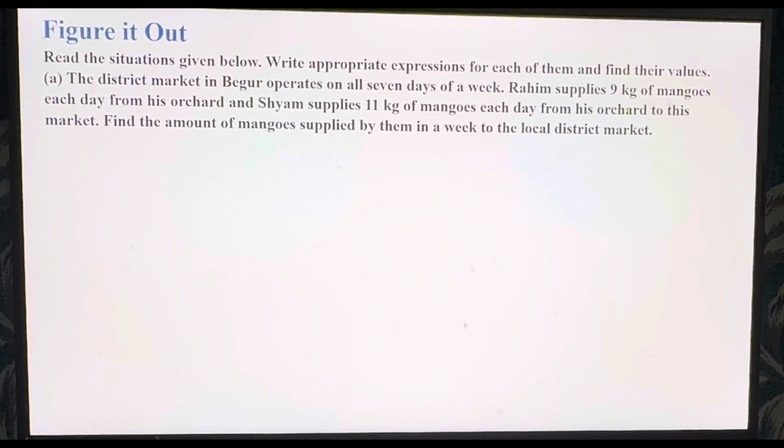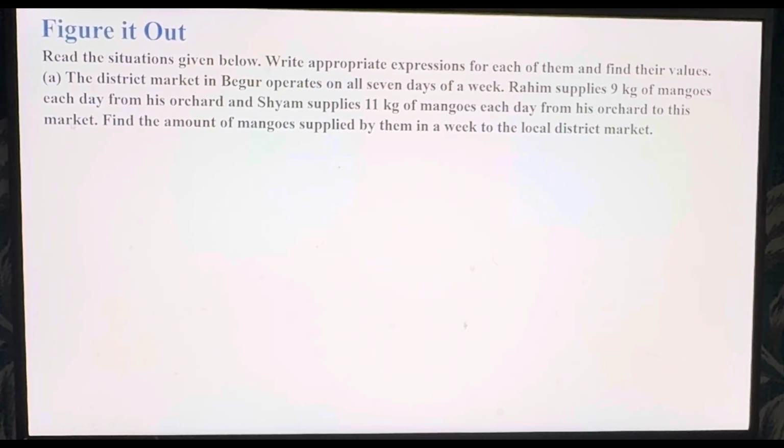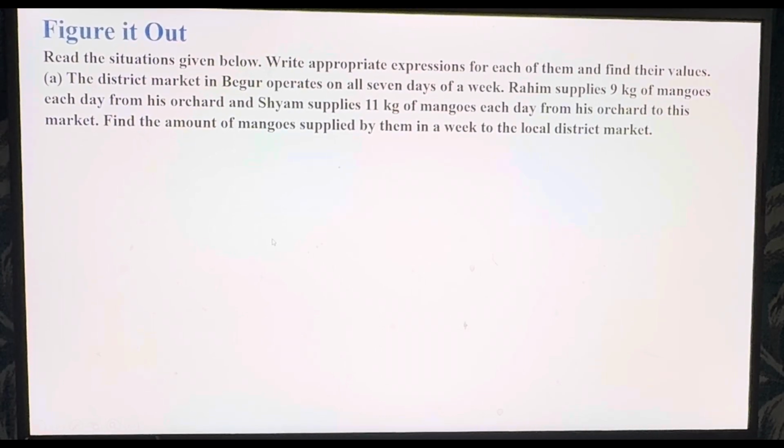So first question is, the district market in Beur operates on all 7 days of a week. Rahim supplies 9 kg of mangoes each day from his orchard, and Sham supplies 11 kg of mangoes each day from his orchard to this market. So find the amount of mangoes supplied by them in a week to the local district market.